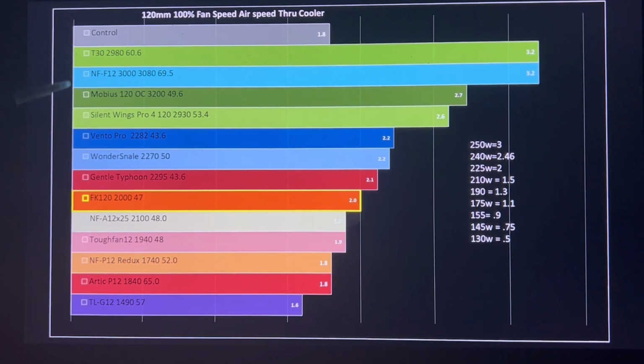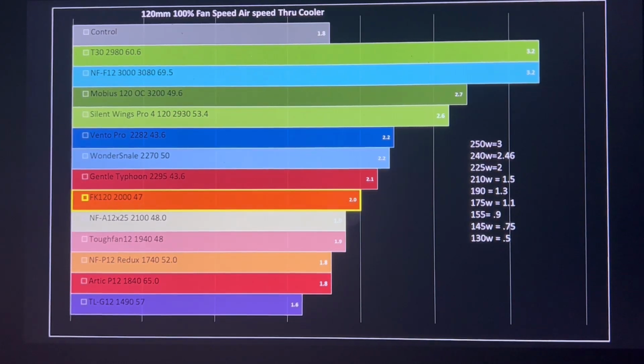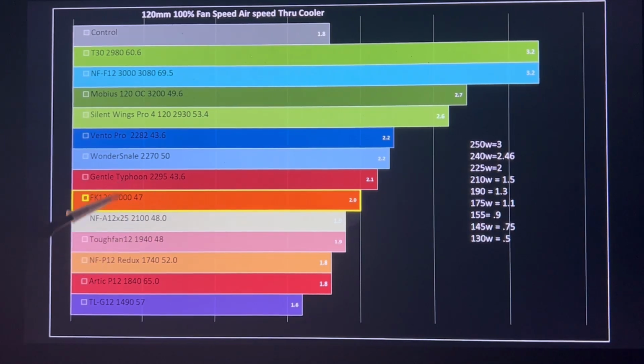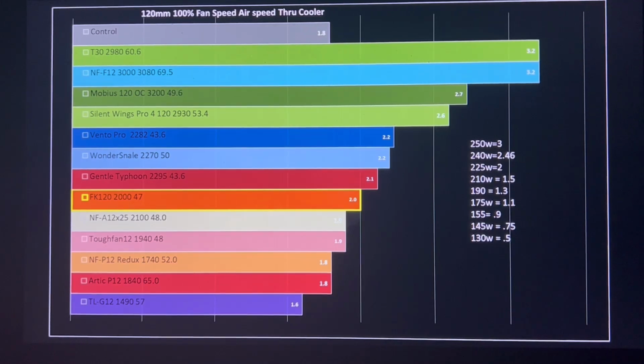But as we move down, there's the Ventro Pro, which is the General Typhoon. You see the General Typhoon itself is actually slightly less performance, so that's margin of error within the fans. And the FK120 is definitely very good. Here's the A12X25, slightly below it, but if we take a look at their noise values, they are very similar. So indicating all around, the FK120 appears to be a very good fan.